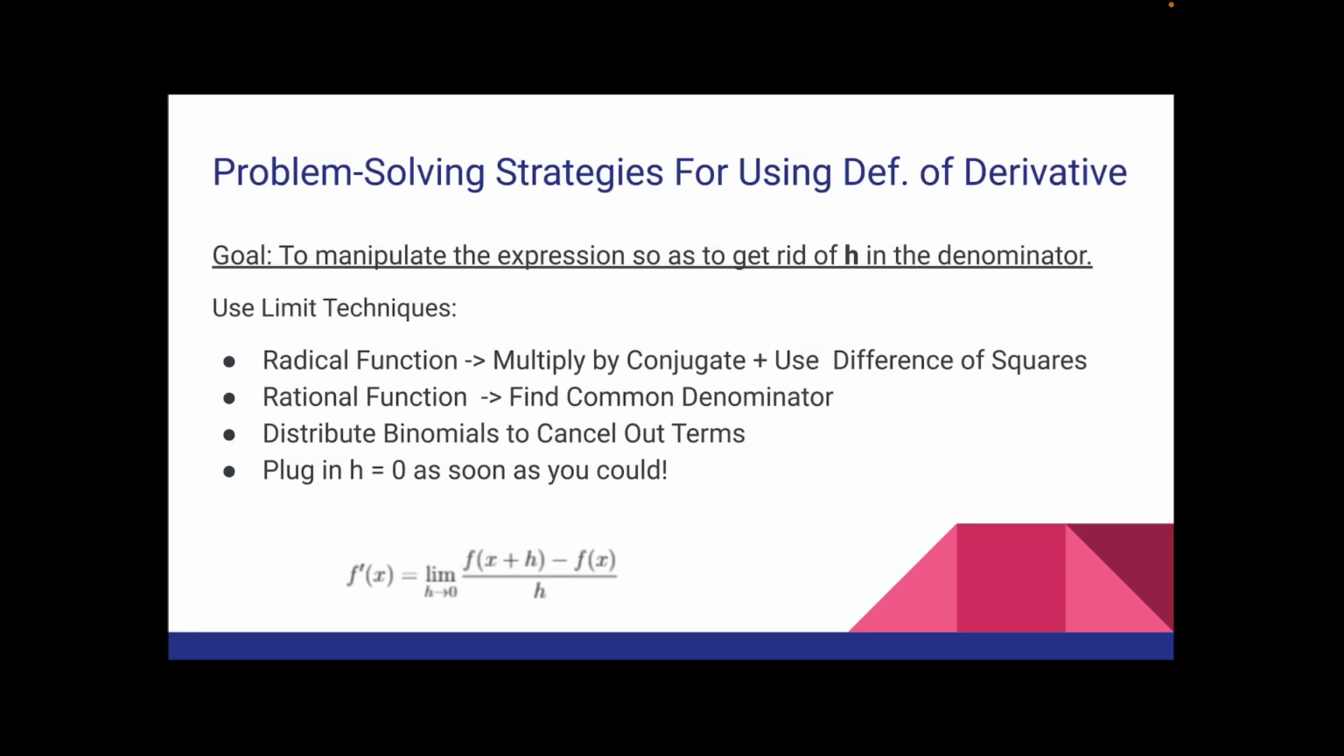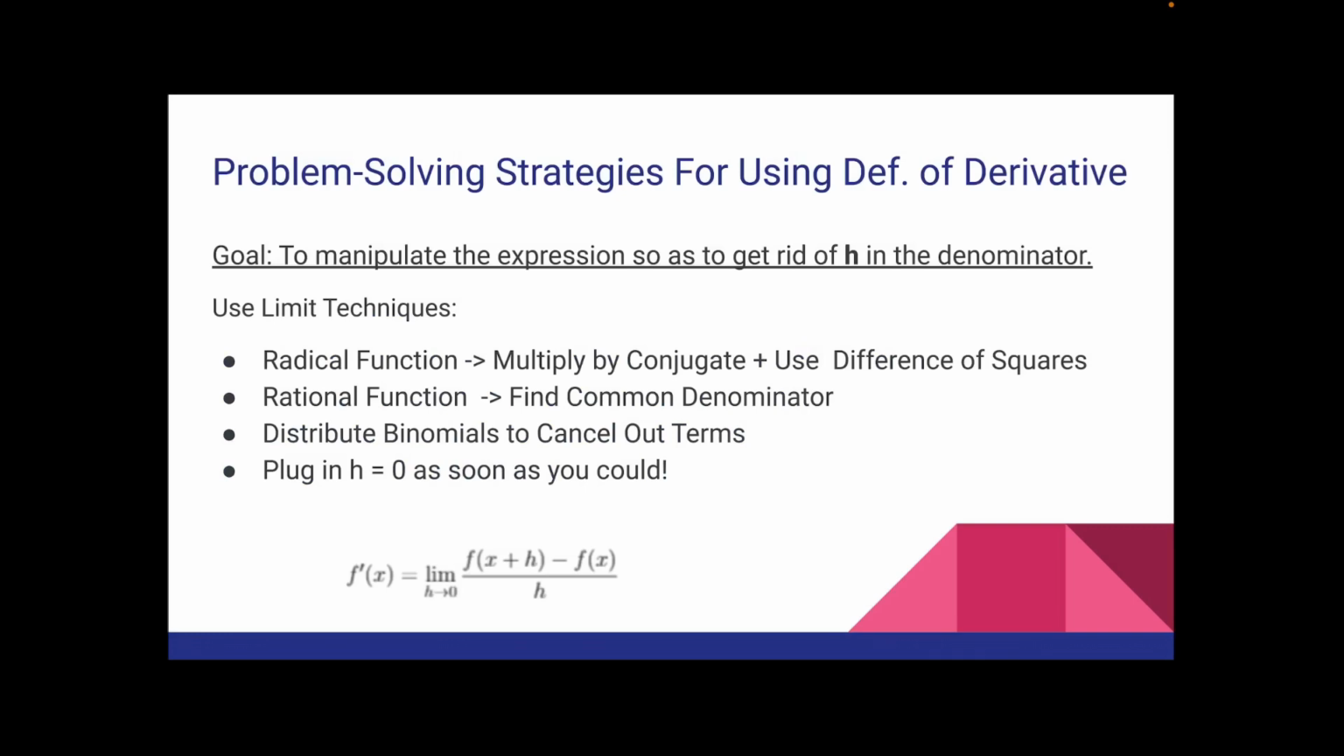By getting rid of the h, we could then plug in h equals 0 without needing to do any more work. You will see that in 4 out of the 5 example problems, we would end up factoring the h in the numerator, causing it to cancel with the denominator. We can manipulate our function using the same techniques that we've learned for limits.